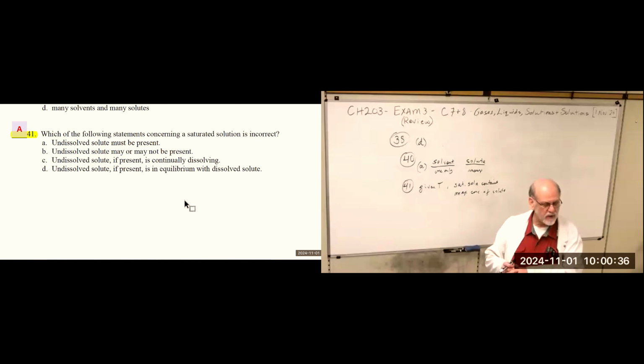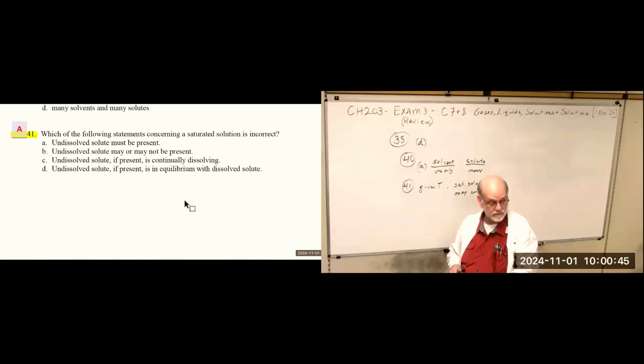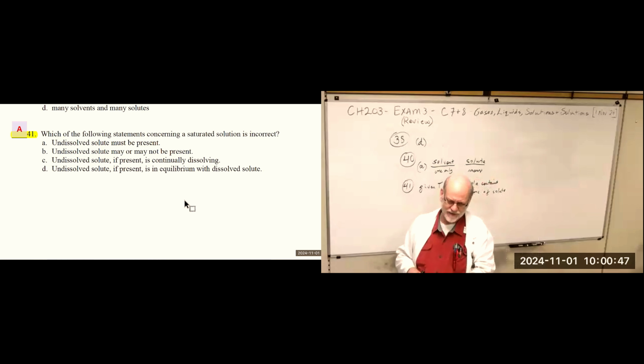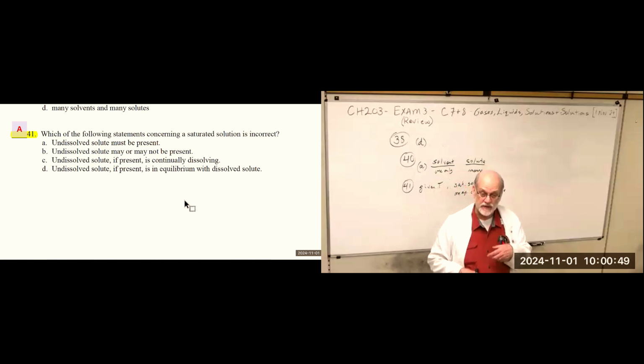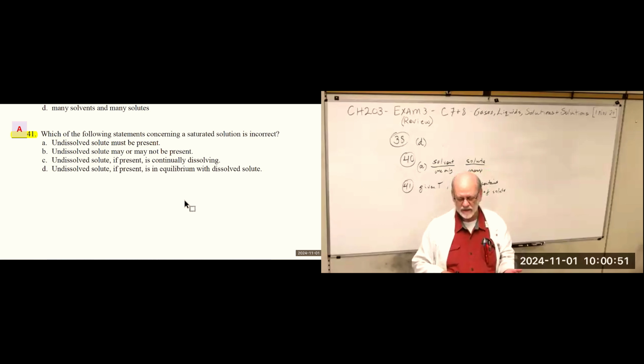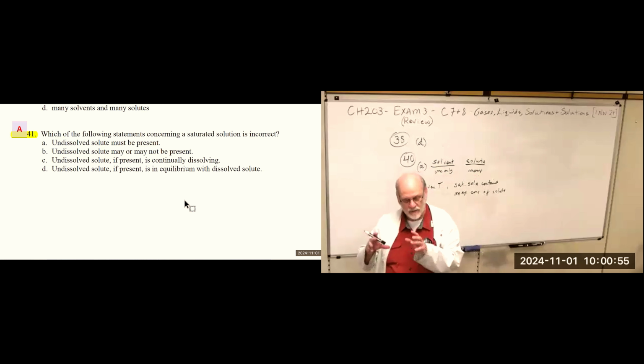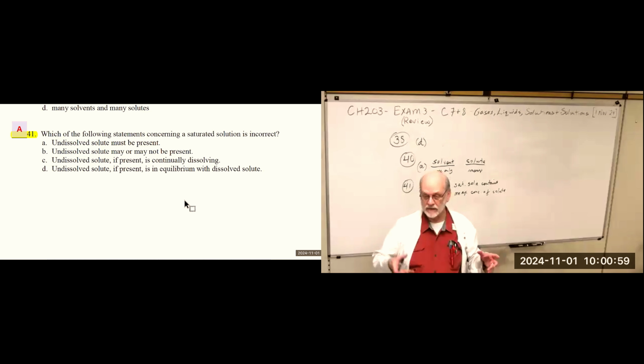Right? I can prepare a saturated solution of, say, sodium chloride, and I can have some solid sodium chloride in the bottom. So how did I get there? Well, I looked up the solubility of sodium chloride, and I took a certain amount of water, and I took the amount of salt that would saturate that amount of water, and then I added maybe 10% more.